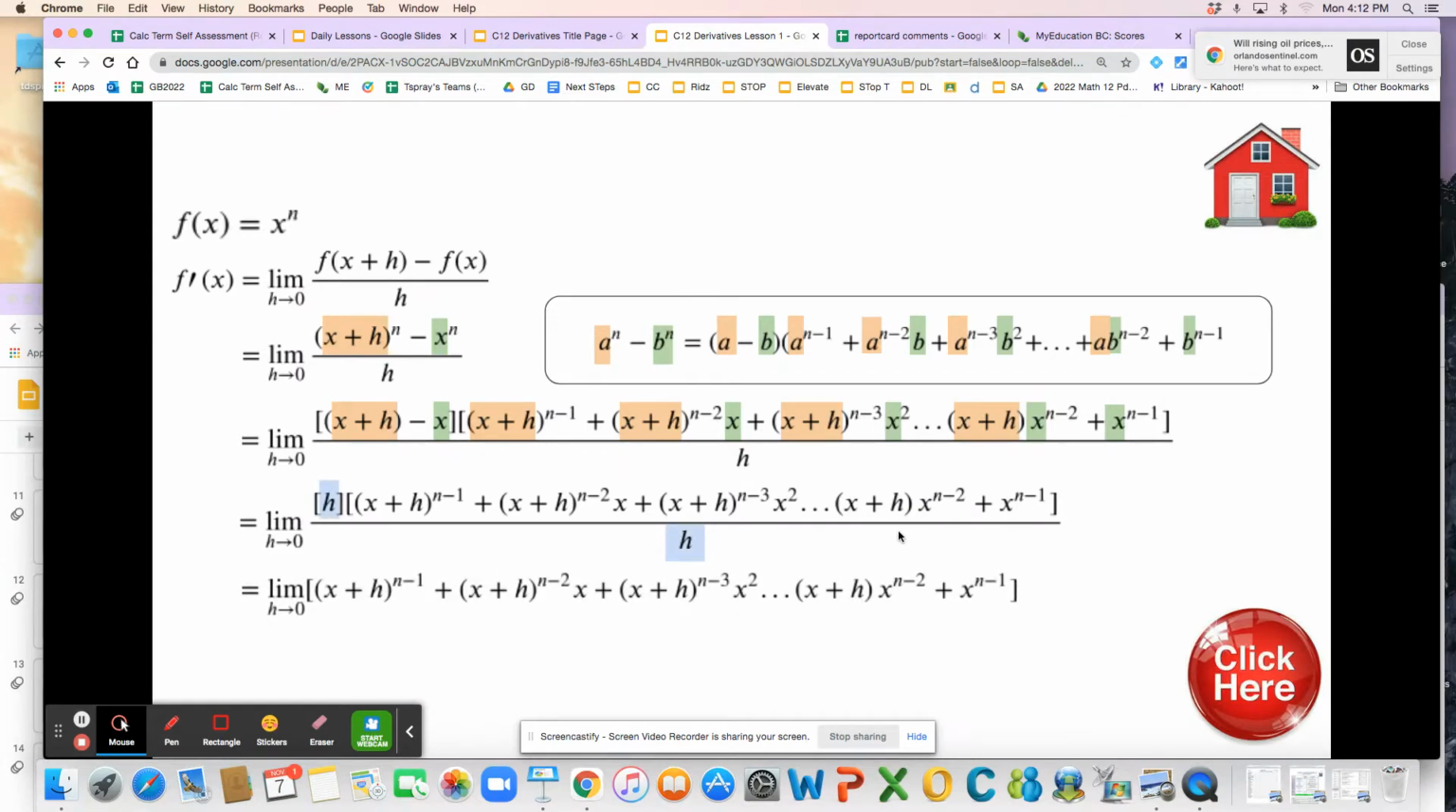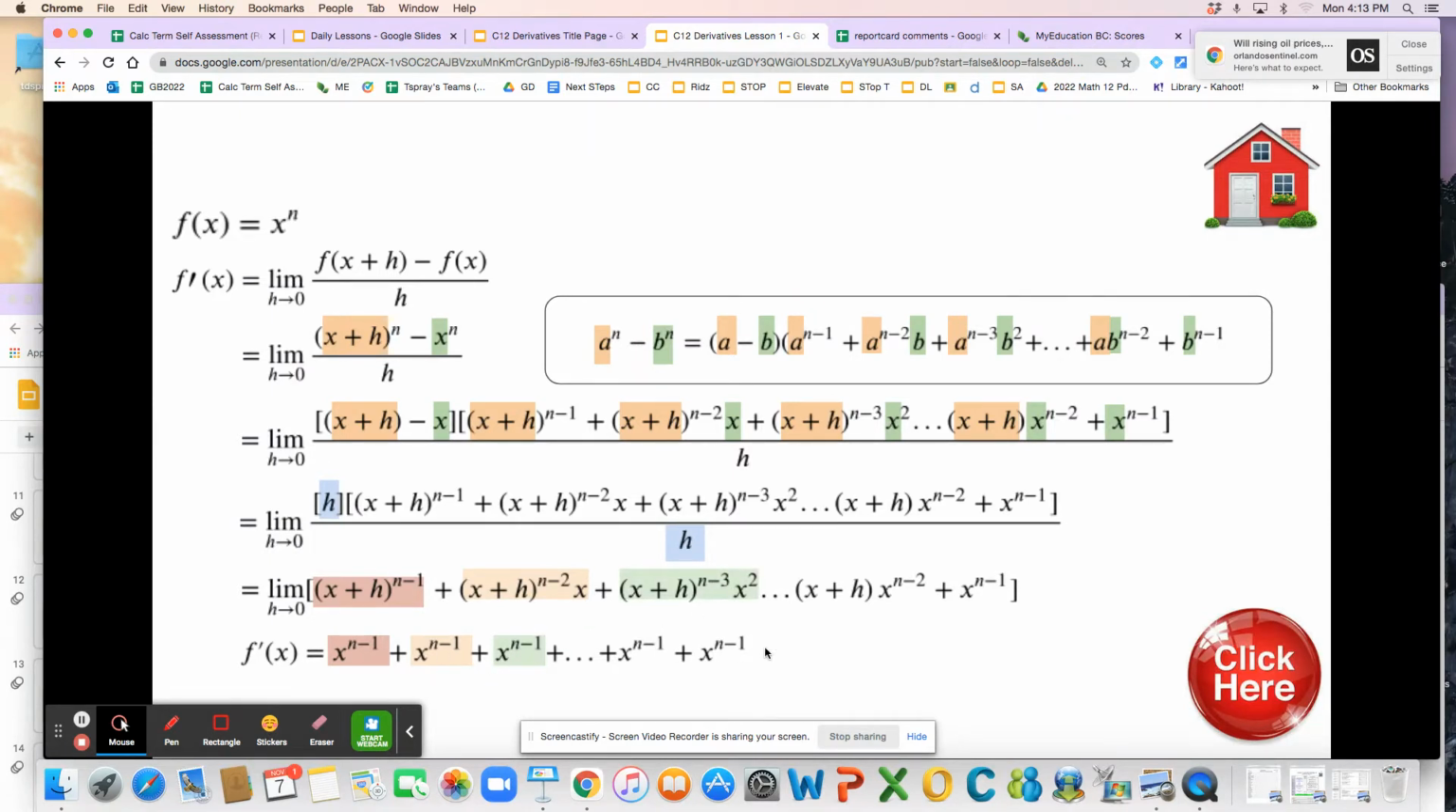In this expansion, do you remember how many terms are going to be in this part here? I think you said there's going to be n terms. That's really important. Another thing to observe: as h goes to 0, this will be x to the n minus 1. As h goes to 0 here, this is going to be x to the n minus 2 times x, which would simplify to x to the n minus 1. As h goes to 0 here, we'll have x to the n minus 3 times x squared, and that'll go to x to the n minus 1.